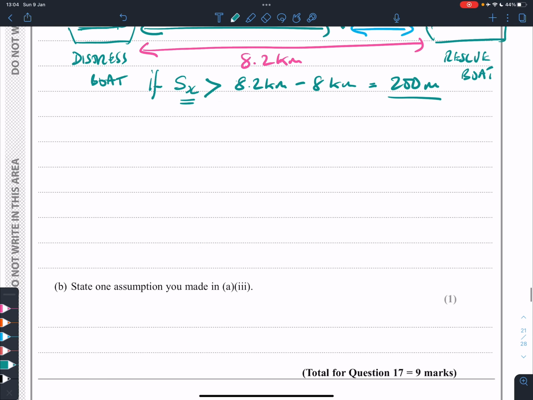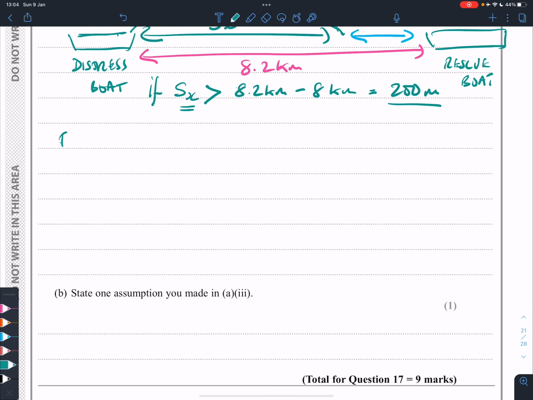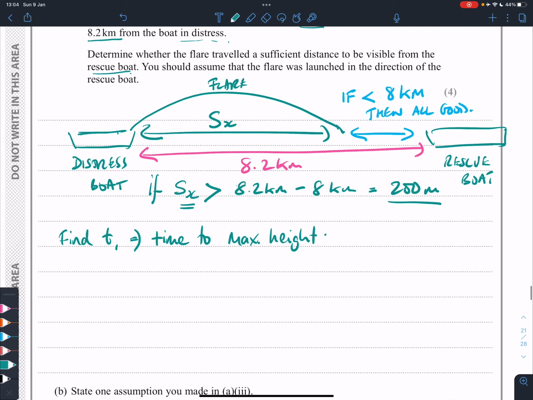So what we're going to do is find T1, the time to max height. That's the first thing we're going to do. If we look at this here, T1 takes us to there, and then the same time takes us to there. So the time of flight of the whole thing is equal to 2T1, however long it took to get to the maximum height.